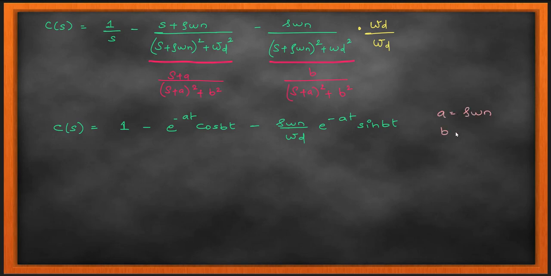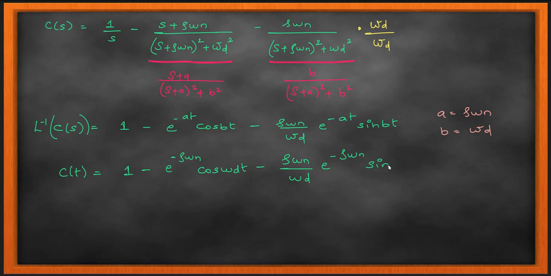I'm going to get e to the power of minus at cos bt and e to the power of minus at sine bt. And what is my a and b? A is my zeta omega n and B is my omega d. I'm going to put that in this equation, and that is going to come as c(t) is equal to minus zeta omega n cos omega d t minus zeta omega n divided by omega d into sine omega d t. Good.